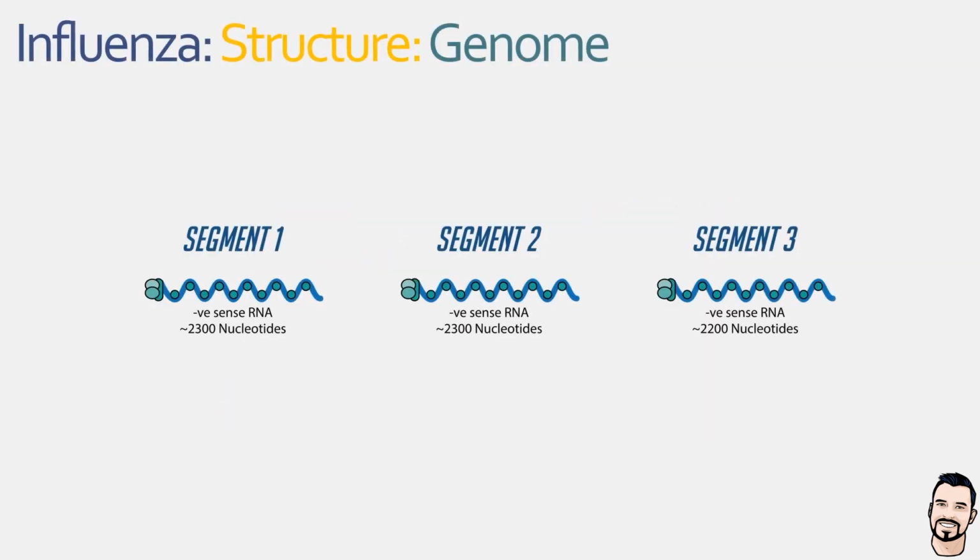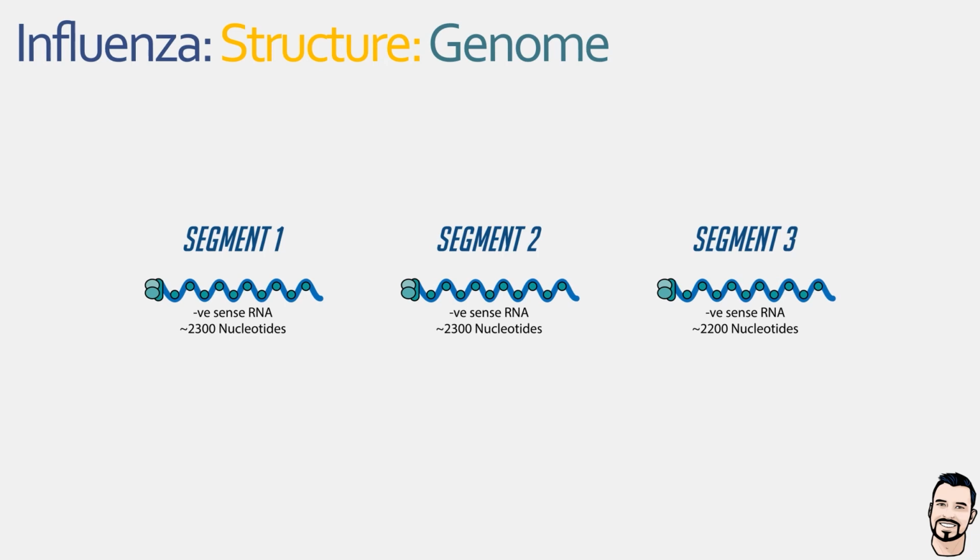Here we have the first 3 segments of the influenza genome, which as we discussed previously are capped with 3 different ribonucleoproteins and completely covered in nucleoproteins to help protect the single-stranded RNA. Now these 3 segments are the largest segments of the influenza genome, between 2,200 and 2,300 nucleotides in length, and of course they are what we call negative sense.